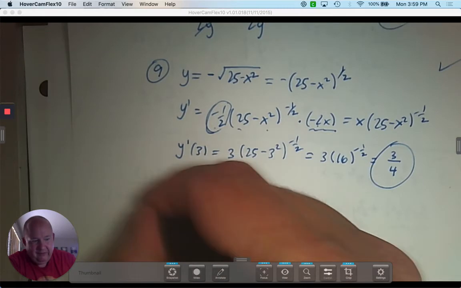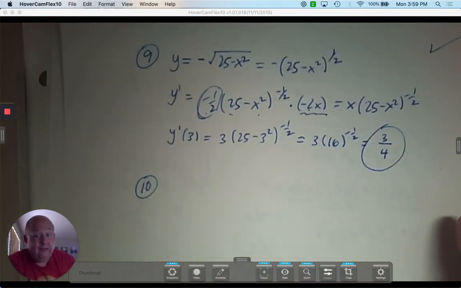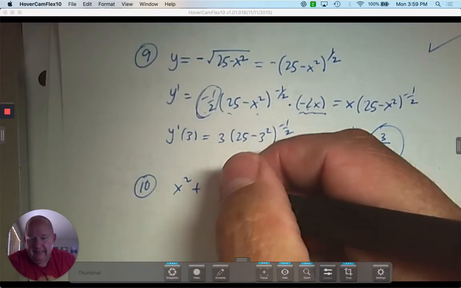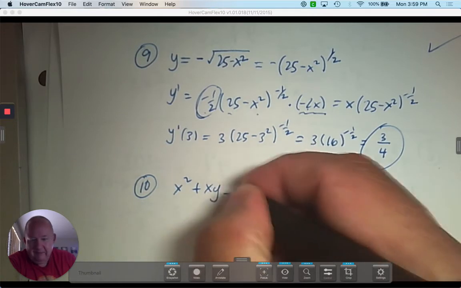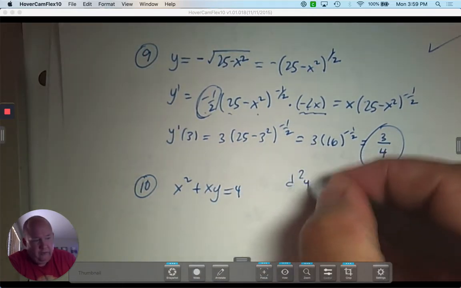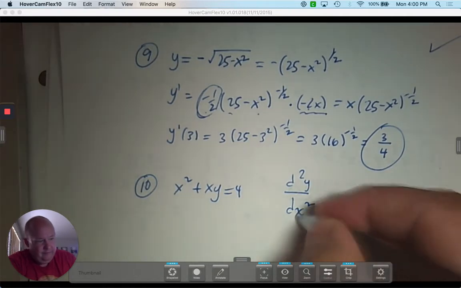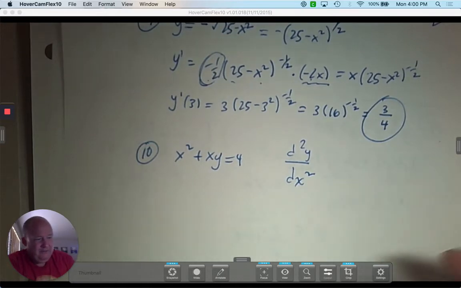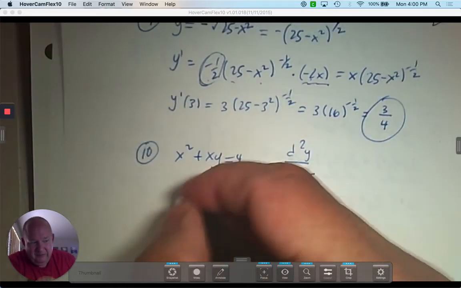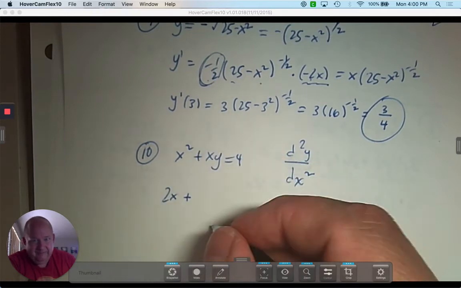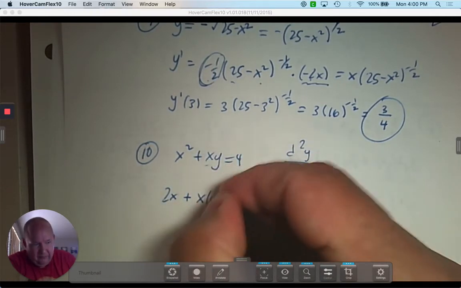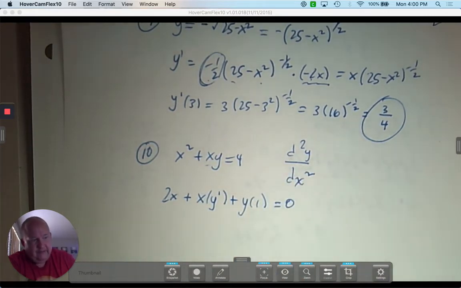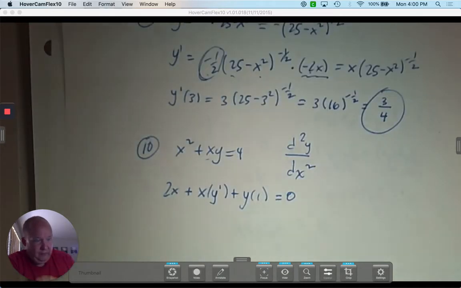Number 10. Number 10 is a good one. Number 10 says use implicit differentiation, given x squared plus xy equals 4. Find the second derivative. So our goal is to find the second derivative, but in order to find the second derivative, you have to find the first derivative. So let's do that first. The first derivative is 2x, then the product rule: first times the derivative of the second plus the second times the derivative of the first, and then the derivative of 4 is 0. Notice the derivative of y is 1.